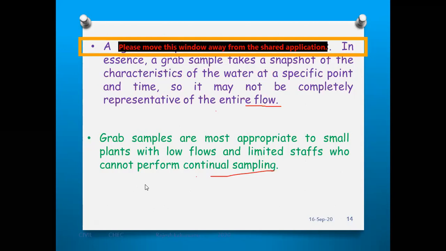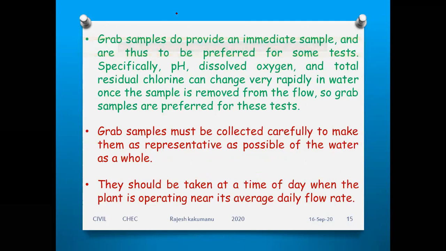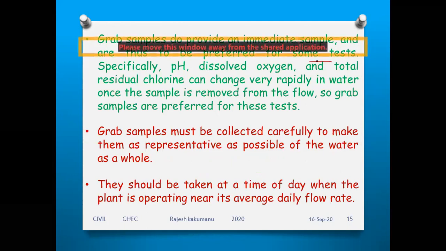Whenever you are taking samples in small plants with limited staff, this grab sample technique is very useful when compared to continuous sampling. Next, grab samples provide an immediate sample and thus are preferred for some tests. Specifically, pH value, dissolved oxygen level, and total residual chlorine can change very rapidly in water once the sample is removed from the flow. So grab samples are preferred for these tests.